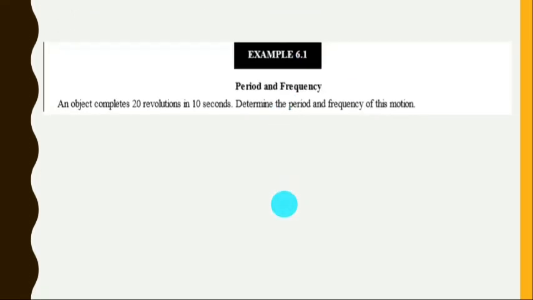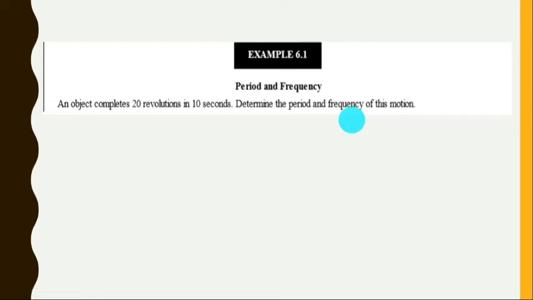Let's see this example together. An object completes 20 revolutions. So as I said, revolutions, you have to know from this word that we are talking about circular motion: revolution, cycle, circle, rotation. So, round, circular motion. In 10 seconds, this is the time, 10 seconds. Here the number of cycles and here time. Determine the period and the frequency of this motion. Just use the formulas, direct.